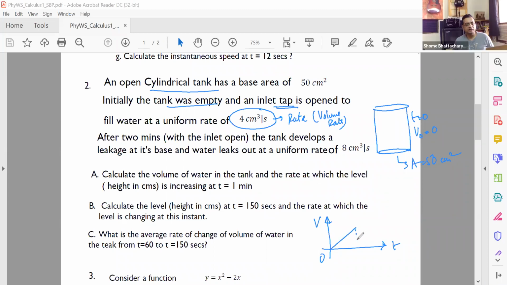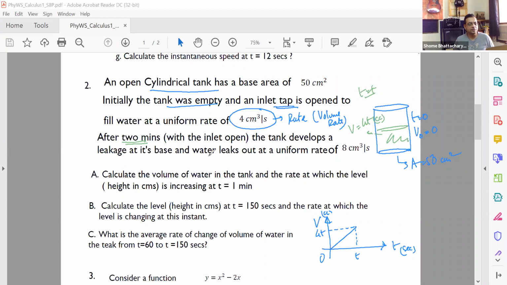So for example, in some time t, the volume should become 4t, right? If this is in seconds and this is in cc, this is how the volume is changing with respect to time. So at t equal to t, the volume of liquid would have become 4t in cubic centimeters. But this is happening up to what? Up to 2 minutes.